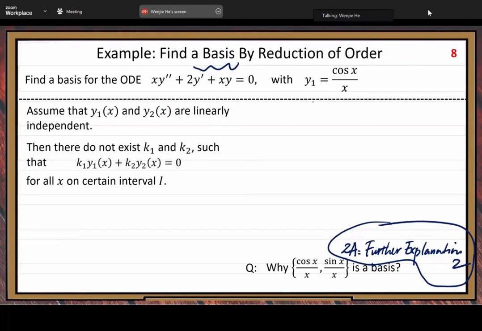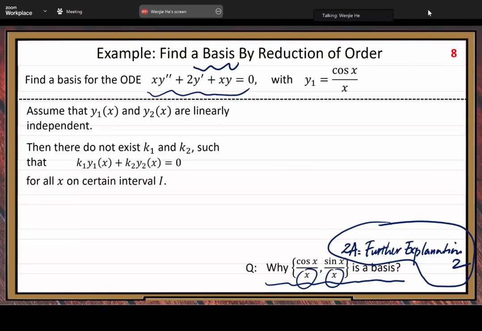Now I need to explain this question: why these two functions form a basis of the solution space. Because they have the same denominator. And when we consider if they are a basis or not, we look at the linear independence.